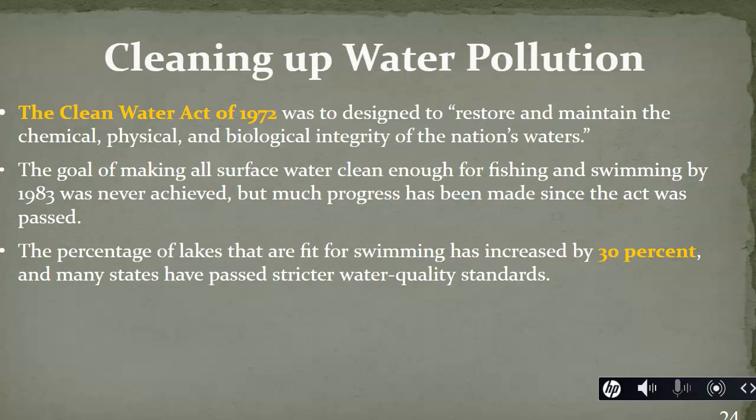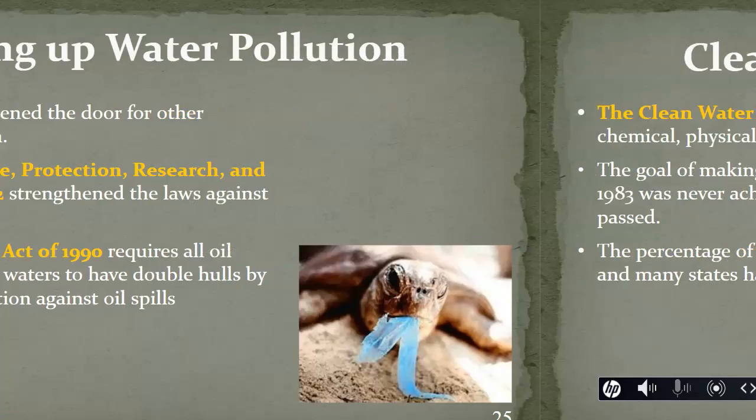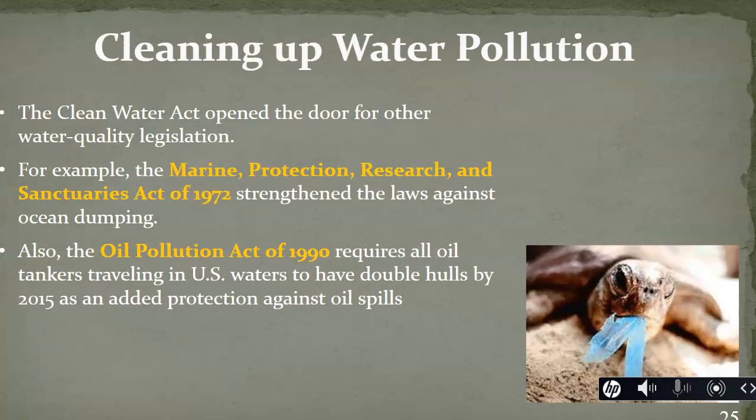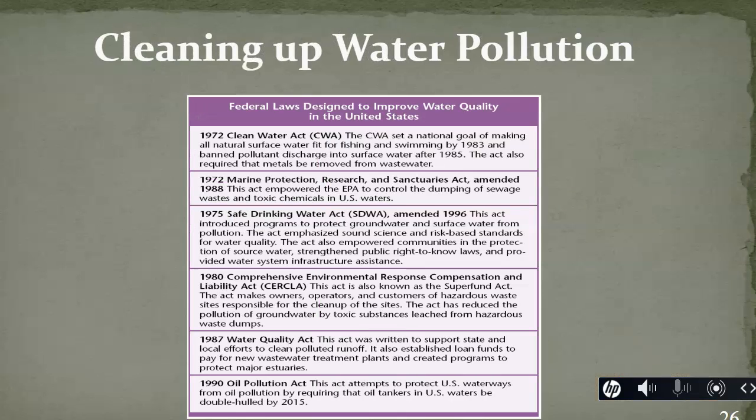The Clean Water Act of 1972 was designed to restore and maintain the chemical, physical, and biological integrity of the nation's waters. And so about 30% of lakes are now fit for swimming, an increase of 30%, as states passed stricter water quality standards. There are other laws, the Marine Protection, Research, and Sanctuaries Act of 1972, and then the Oil Pollution Act of 1990. So here is a breakdown of this.